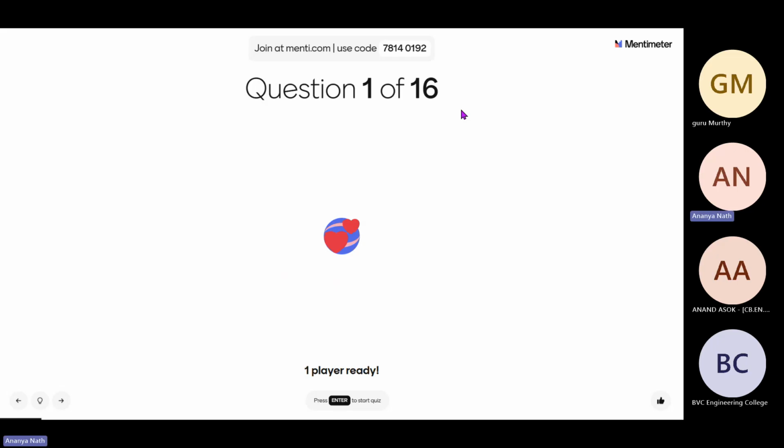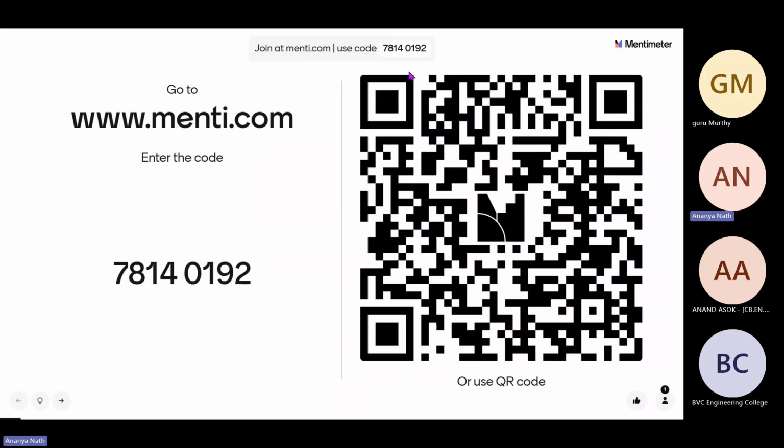You can go to menti.com and use this code to join. 78140192. What is the site you told? Menti.com. It's written here. Menti.com. Yes. Or you can scan this QR code also from your Google Lens or normal camera.